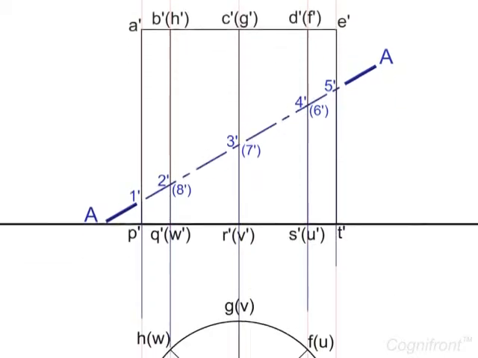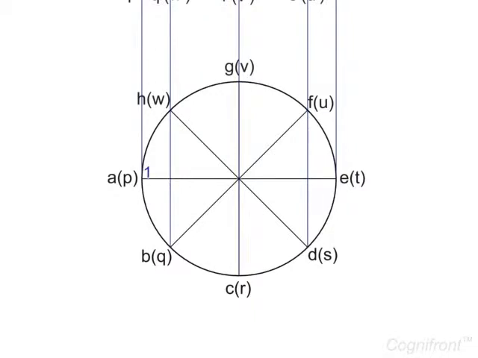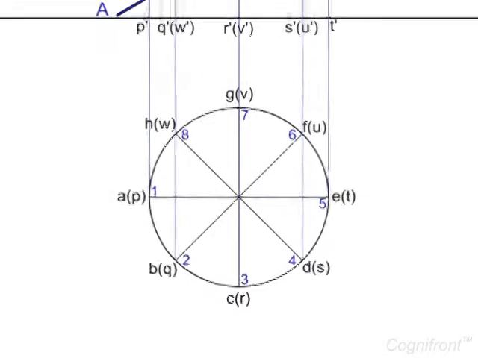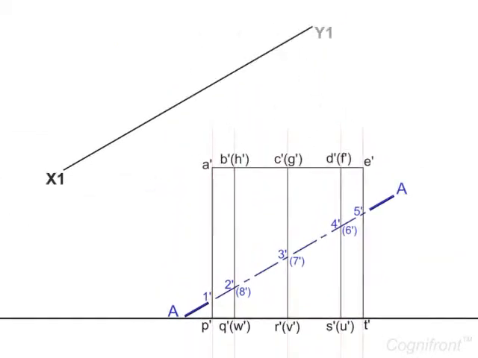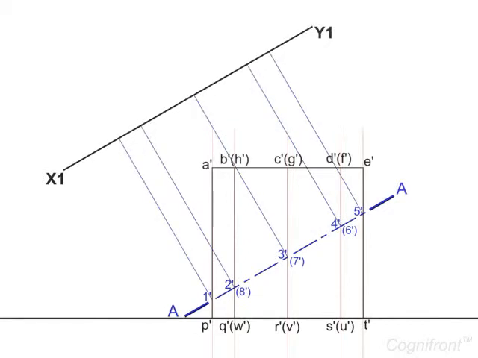Project these points onto the plan as 1, 2, 3, 4, 5, 6, 7, 8. Now, draw a line X1, Y1 parallel to AA. Then, the lines from the points on AA are extended further, meeting line X1, Y1 perpendicularly. These points are A1', B1', C1', D1', E1'.